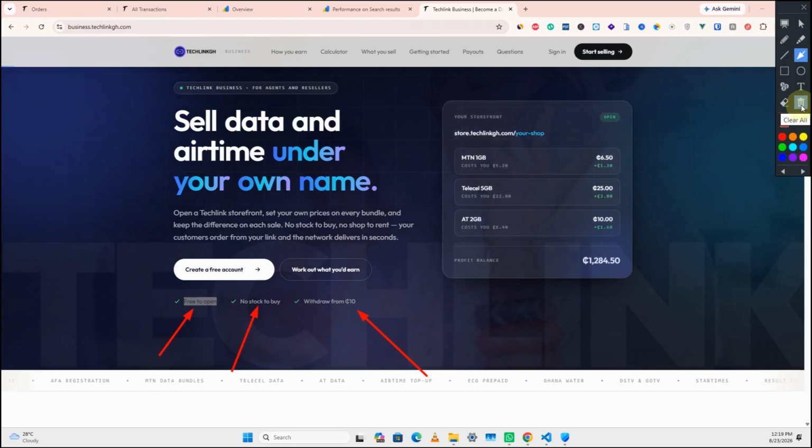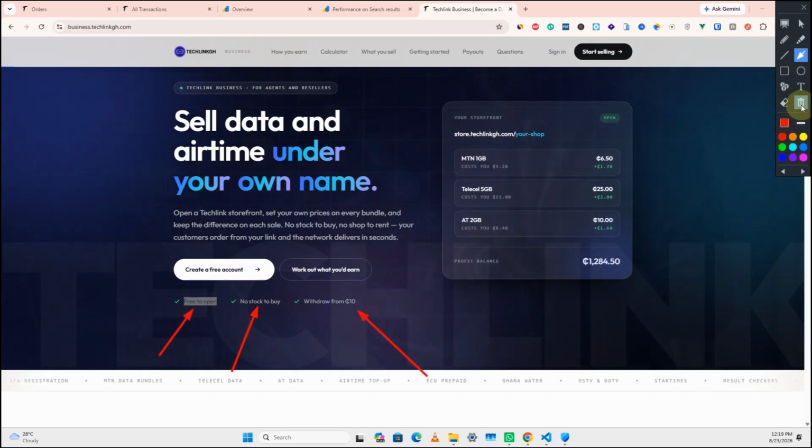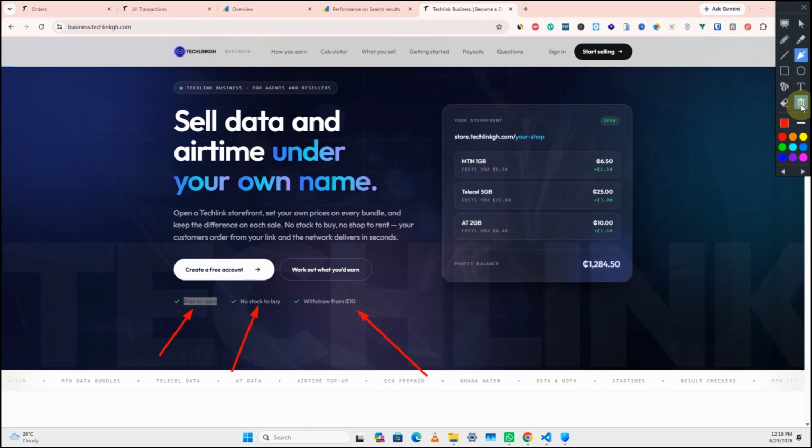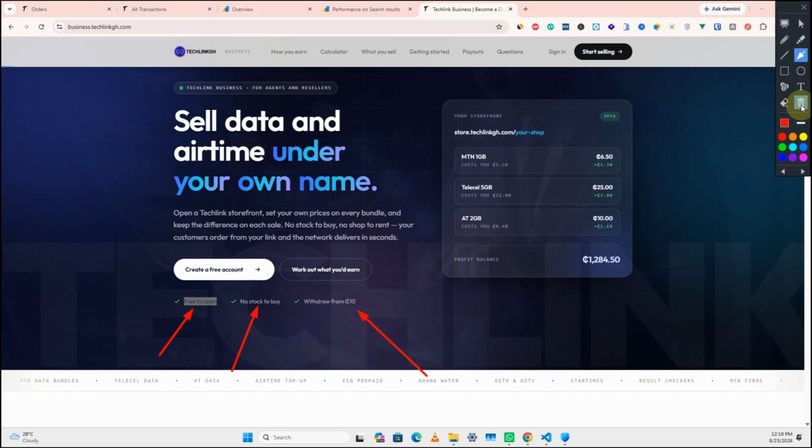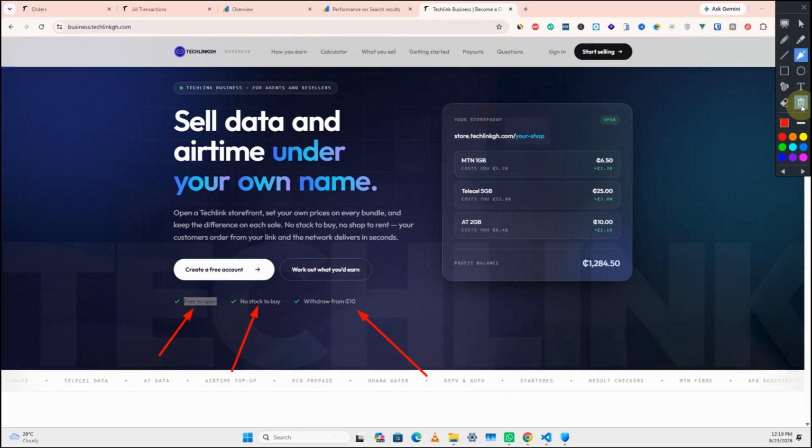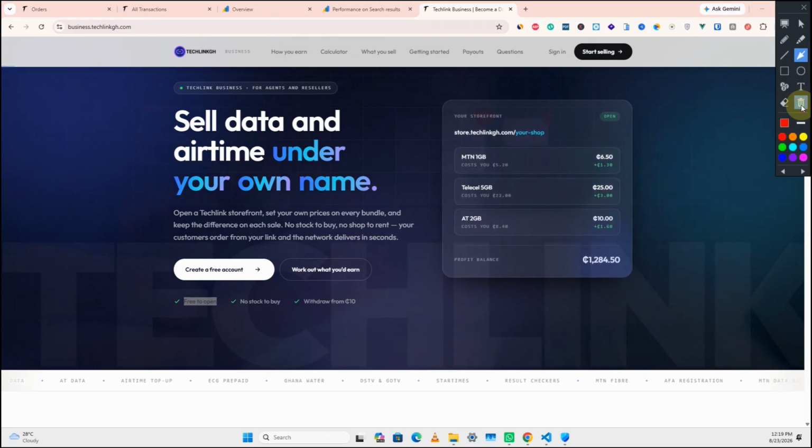You don't have to have capital to do this. You just open it and you start selling. It's as easy as that. So these are the simple features of the platform.